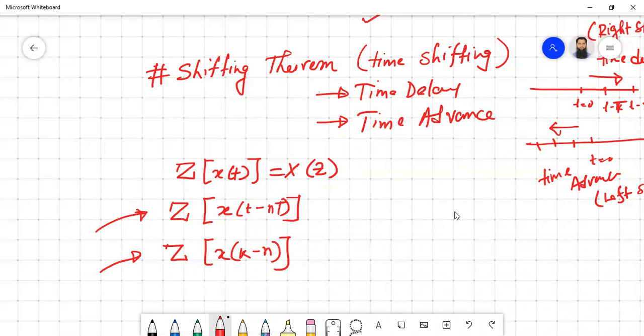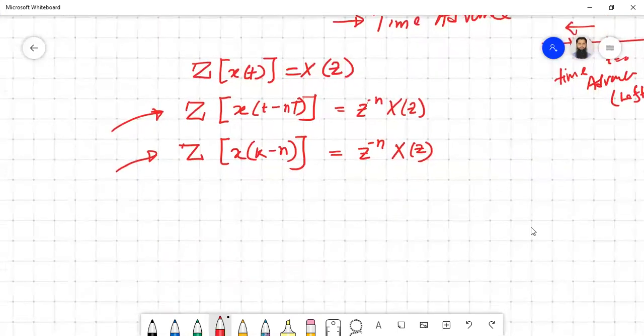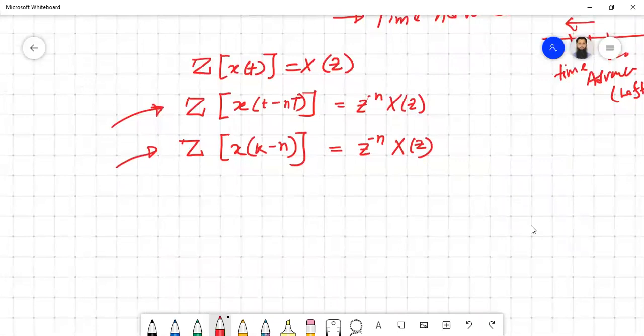Okay, so what is the shift? It says z to the power minus n, then whatever your function was. So this is your definition of shifting. Similar thing: that's z to the power minus n X(z). Okay, so let us try to derive this one.